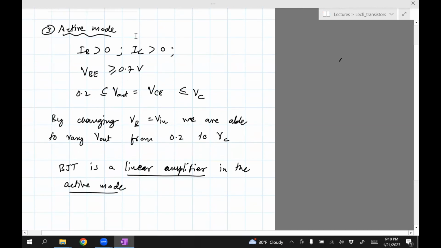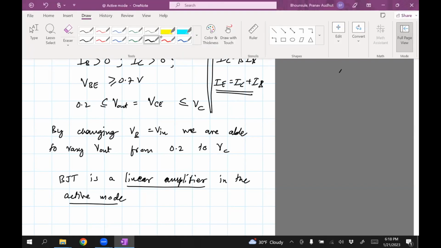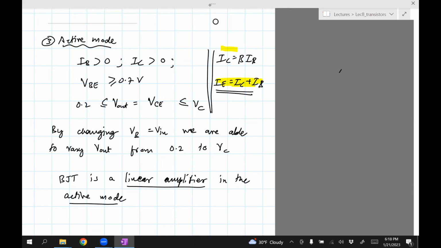Okay. And then I forgot to put this. There are also some other relations which hold. One of them being that IC is beta IB, and then IE equals IC plus IB. So this second relation is true no matter what. The first one is only true for active mode. Again, in our homework, you will basically create this circuit and analyze how to get this transistor in the active mode, and you will do the experiment in Tinkercad.